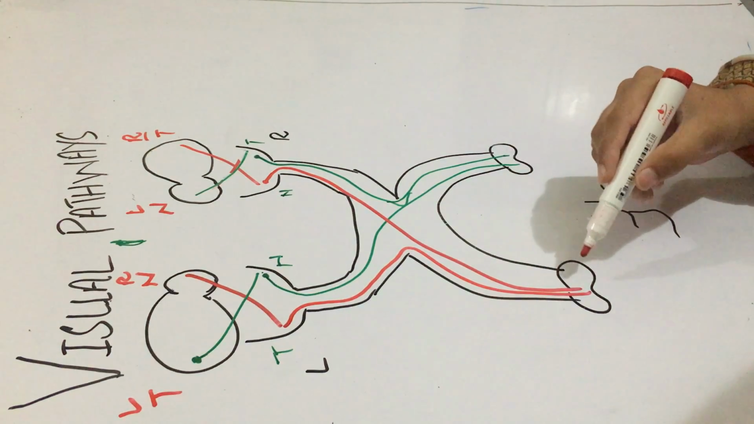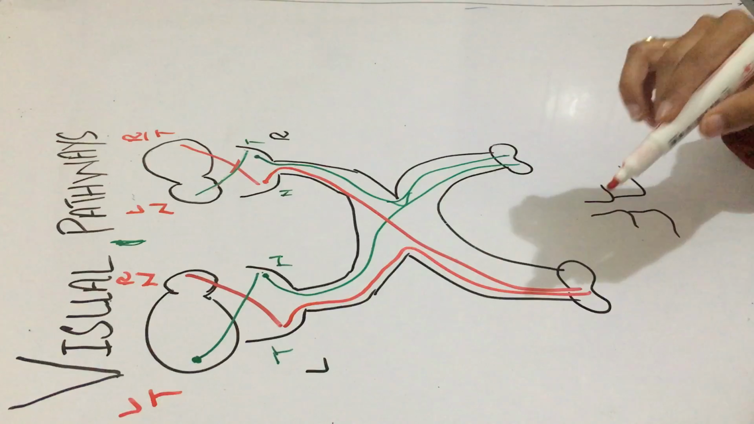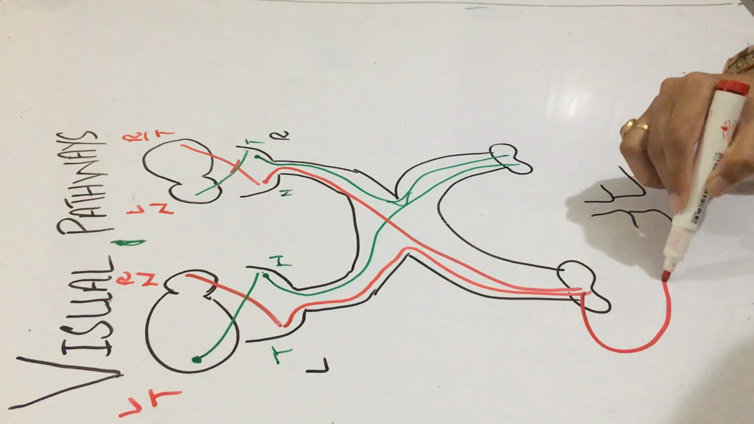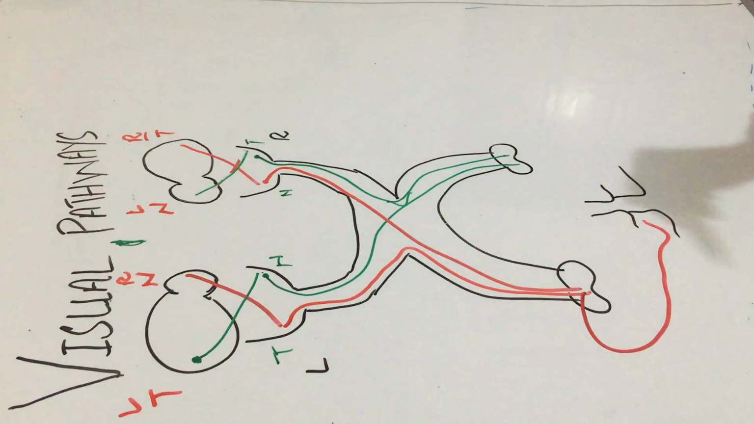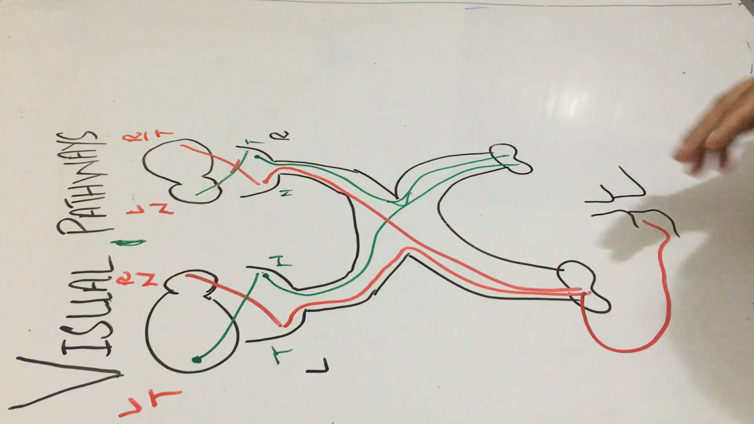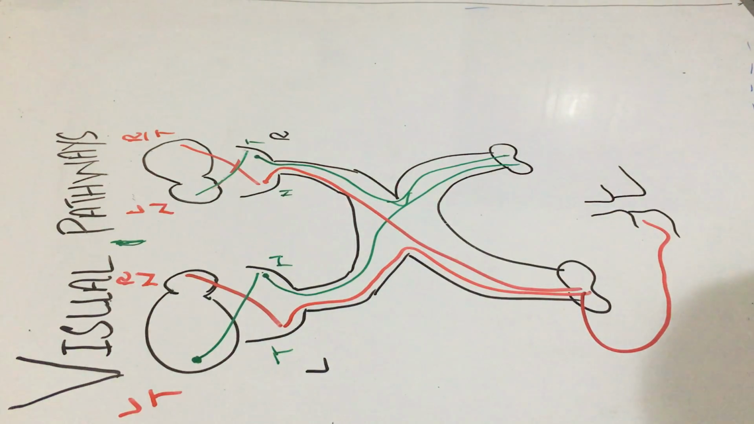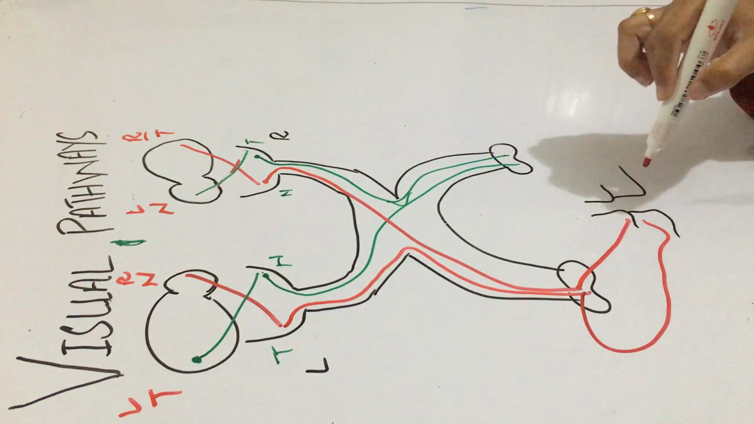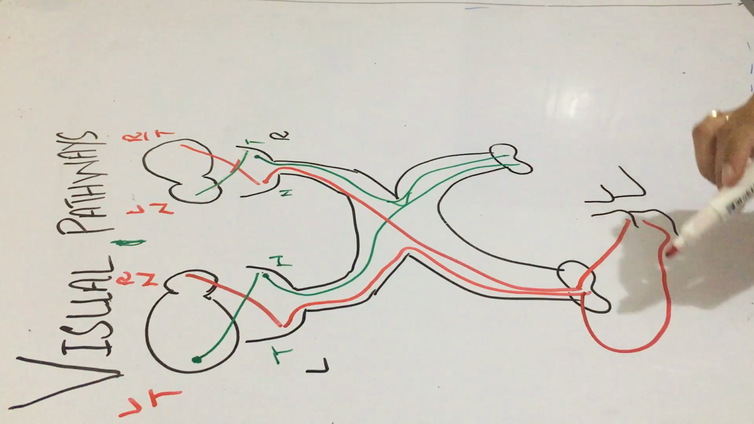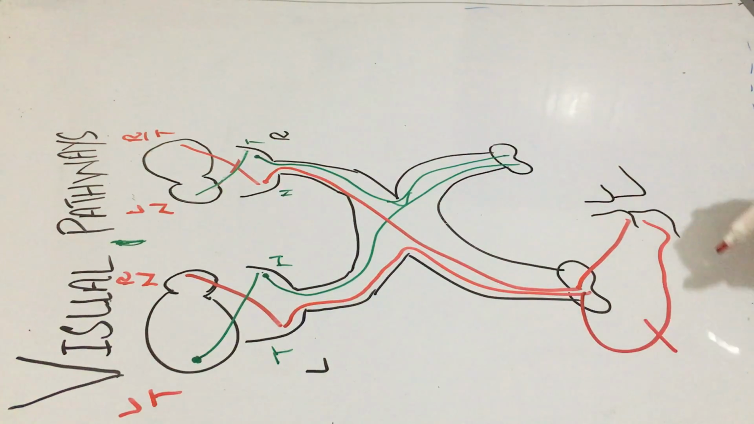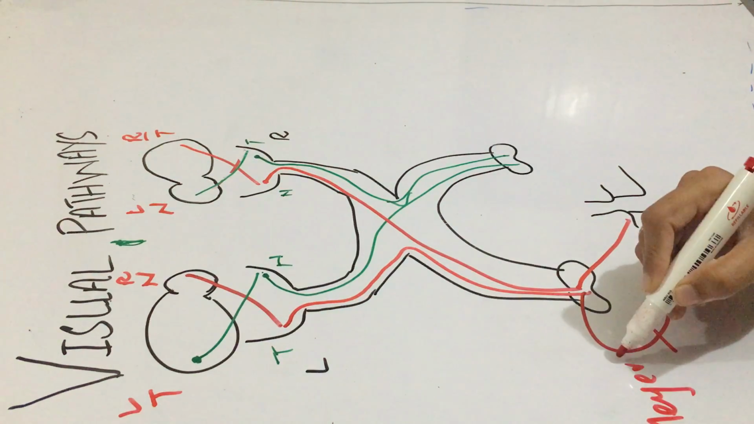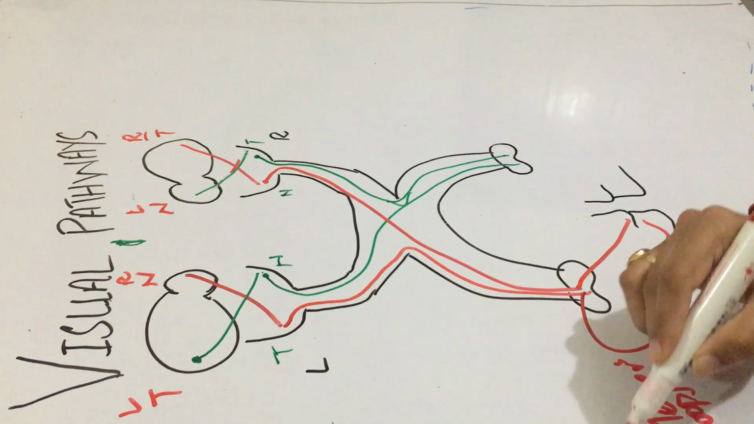Now next, the fibers have to reach the occipital cortex. The fibers coming from the inferior quadrant of the retina will form a loop. After forming a loop, they will go to the occipital cortex, and this loop is called Meyer's loop. While the fibers coming from the superior quadrant of the retina will pass directly to the occipital cortex through the parietal lobe. And this loop will pass through the temporal lobe. What is it called? It is Meyer's loop, or the temporal lobe loop.